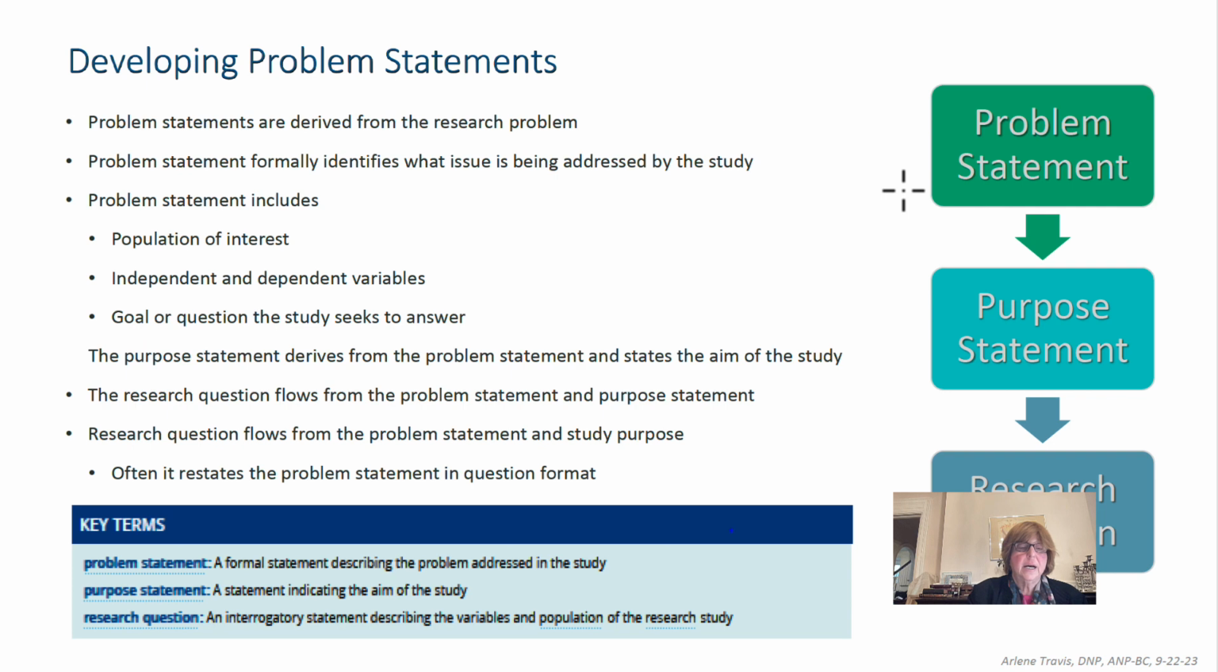So here you see, a problem statement is a formal statement describing the problem addressed in the study. A purpose statement is a statement indicating the aim of the study. And the research question is an interrogatory statement describing the variables and population of the research study. So in the two research studies, the article on safety behaviors of abused women and the Orem article, you want to be looking at what is the problem statement, what's the purpose statement, and what is the research question. Are they stated properly? Are they there? So that's part of what you evaluate in a study.